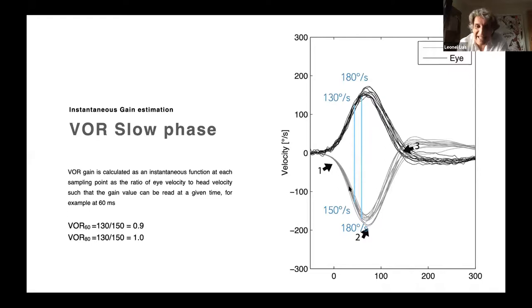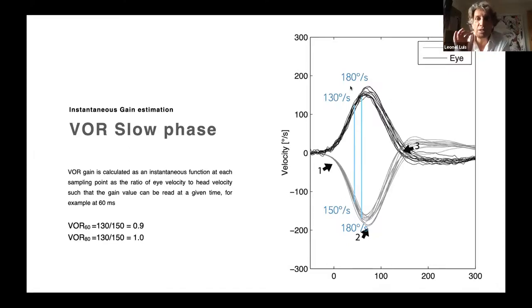Okay, in the same subject, if you calculate the gain not at 60 milliseconds, but at 80 milliseconds after head impulse start, you see that actually now in the same patient, the gain is 180 to 180. So it really depends on the way and the time where you're calculating your gain. We could calculate it, for instance, at peak velocity, or 20 milliseconds before peak velocity. Okay, so this is instantaneous gain.